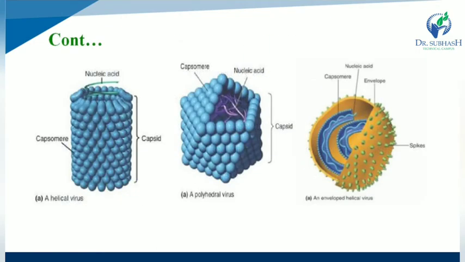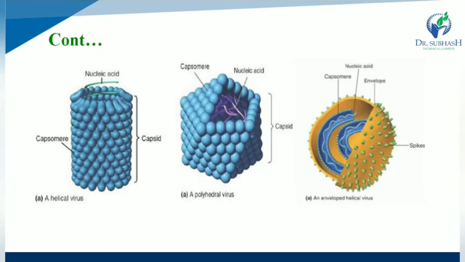The first figure is a helical virus. A helical virus is made up of a capsid, and the capsid is divided into various subunits called capsomers. In the capsomers a hollow space is present, and in the hollow space nucleic acid is present. The second one is a polyhedral virus. In a polyhedral virus the capsid has a triangle-like structure, and in it nucleic acid is present in filament form, as well as capsomers.